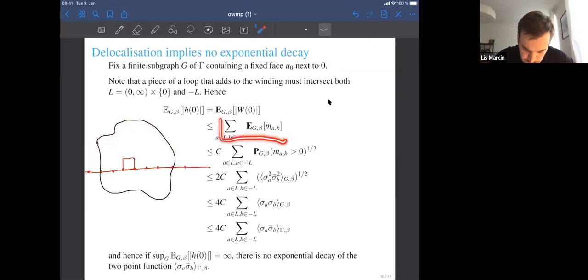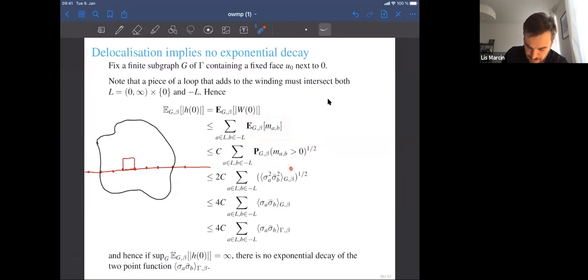So you can rewrite this as the expected value. You sum over all points on the left and right, expected value of the number of arcs in your loops, which go from left to right. And then there is an argument which says that, using Cauchy-Schwarz and some estimates on the Bessel functions, you can replace this expectation by just the probability of there being at least one path from A to B, and you put a square root because of Cauchy-Schwarz.